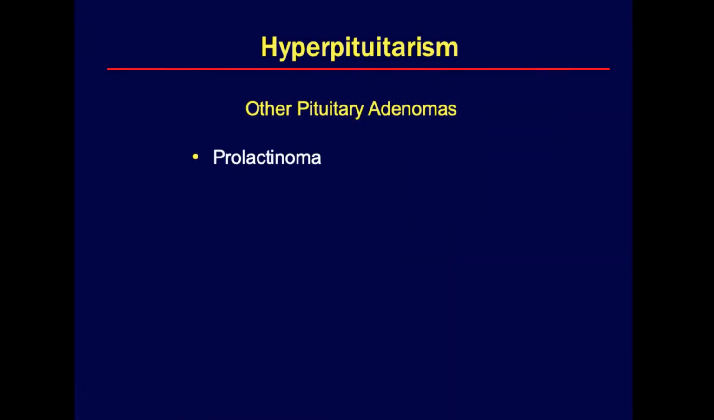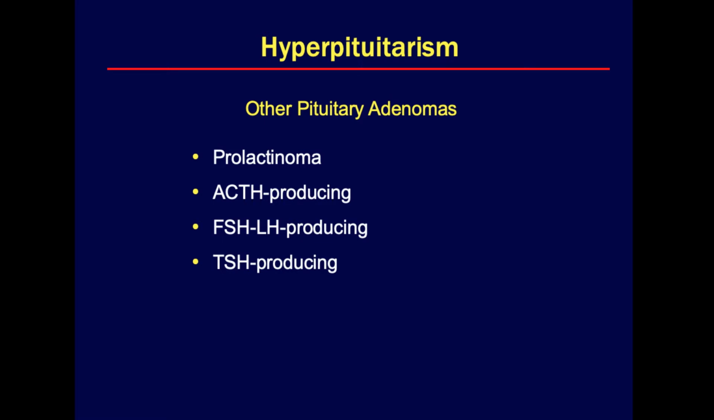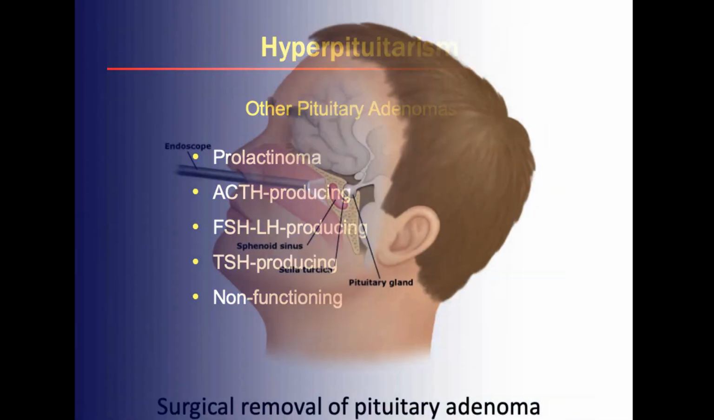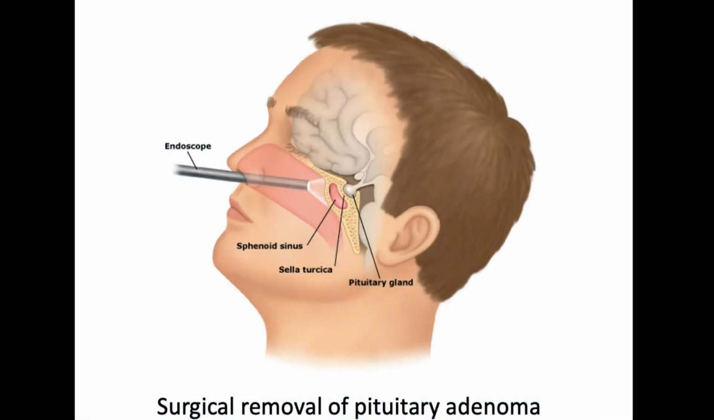So other pituitary adenomas: prolactinoma, ACTH producing adenoma, FSH, LH producing, TSH producing, and then there's what's called a non-functioning adenoma. So what that is, is that the pituitary is larger but not necessarily producing any extra hormones. So in order to remove that adenoma, what they're going to do is go up through the nose and open up into the sella turcica and then get to the pituitary this way in order to remove the adenoma.